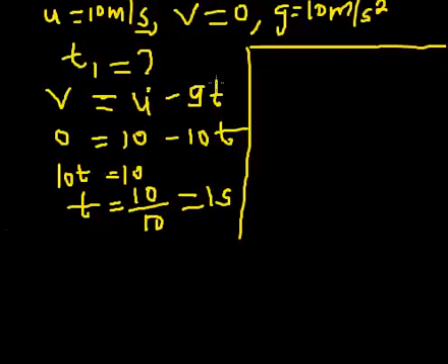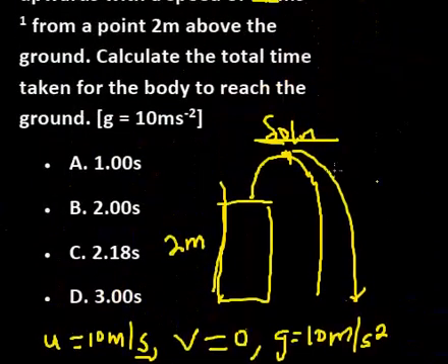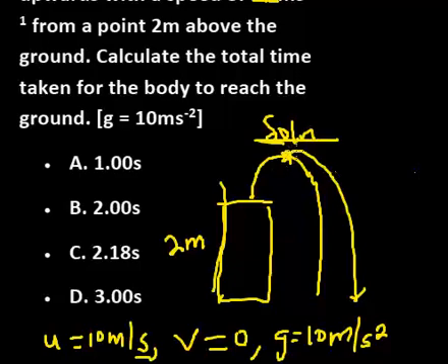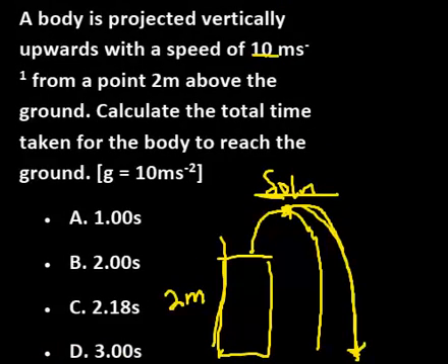So that's t1, call that t1. This is the time for this object to reach this point. Now we are going to look at the time for this object at this point to reach the ground. Now there is something I need to find out.